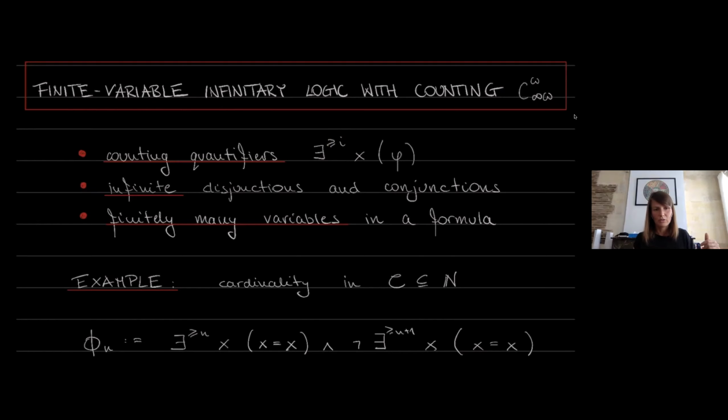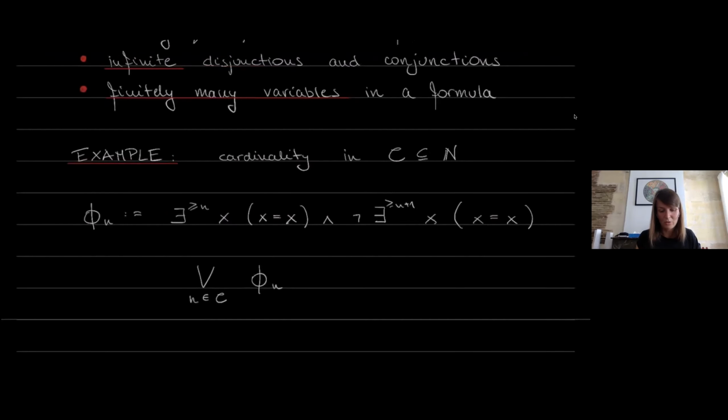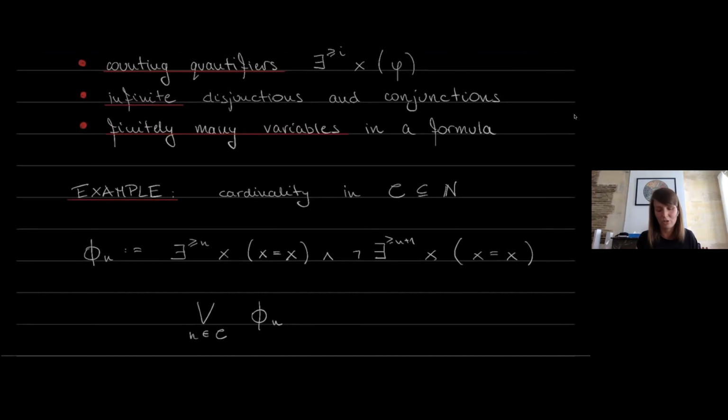This logic is interesting because it's kind of completely orthogonal to complexity classes in some sense. For instance, you take any subset C of natural numbers, and you can write with a single variable a formula which says that the domain of your structure has cardinality which belongs to C. You have a formula phi_n which says that there exist at least n elements x such that x equals x, so there exist at least n elements in your structure, and it's not true that there exist at least n plus one. So this formula just says that your structure has exactly n elements. Then you can take a potentially infinite disjunction of those formulas, and that's it. You express the fact that the number of elements of your structure is some number from C.